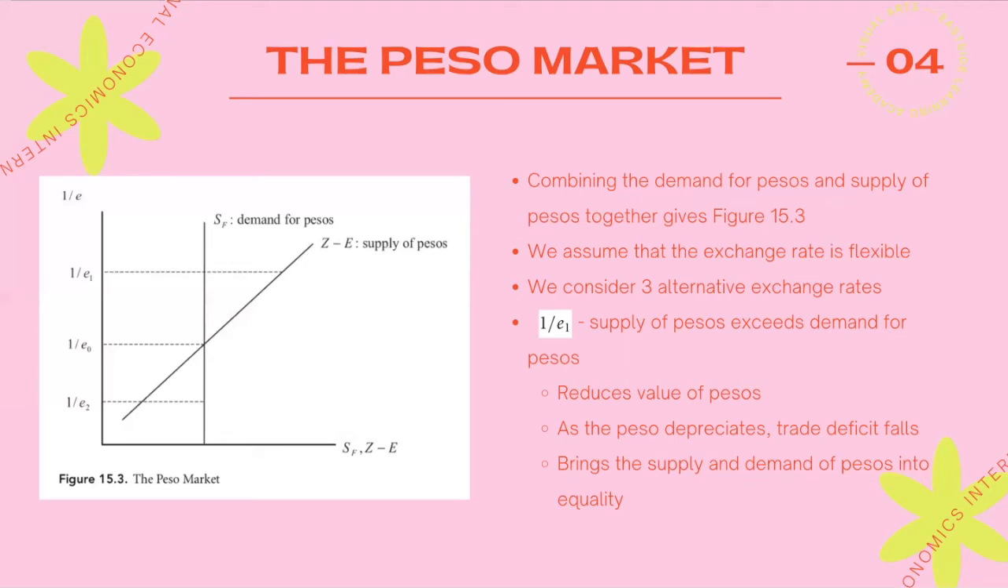And for the 1 per E0, the demand for pesos is completely equal to the supply of pesos. As you can see here, the demand and supply are equal.